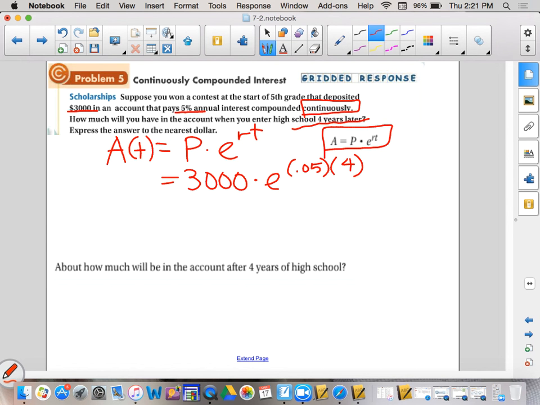Anybody? It says round it to the nearest dollar, so we're going to go right there. $3,664.